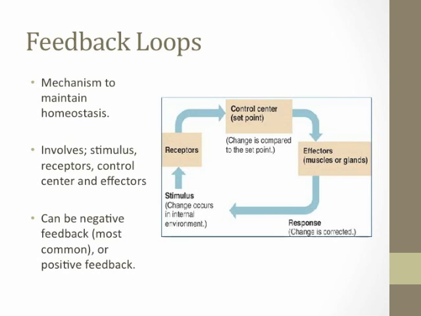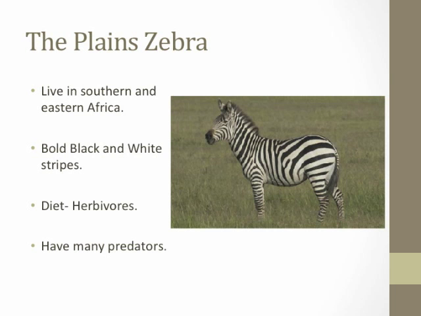There are two types of feedback mechanisms: negative and positive. Negative feedback is the most common in the body and is when the effector reverses the deviation from set normal range. Positive feedback enhances the effect of the stimulus, causing a decrease or increase in the original condition. In this presentation, I will inform you on the plain zebra and how it regulates its blood pressure.